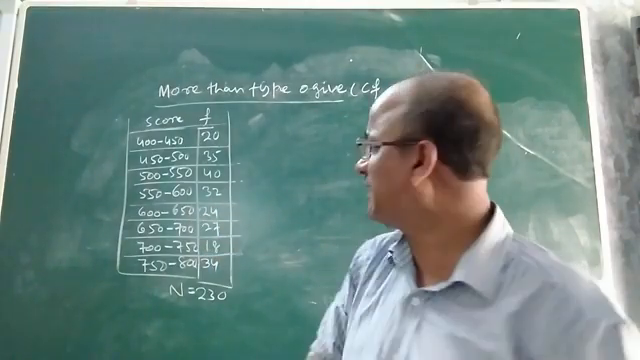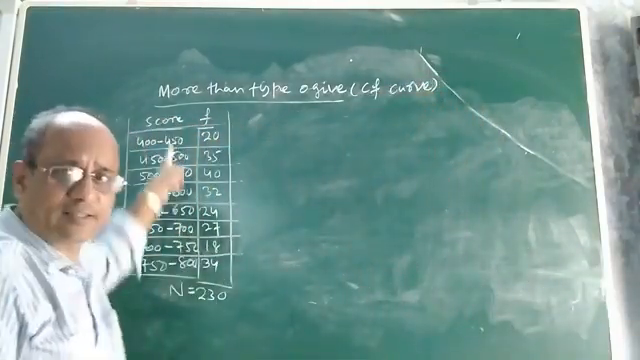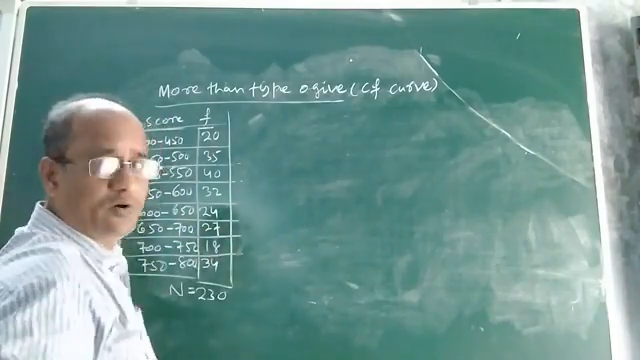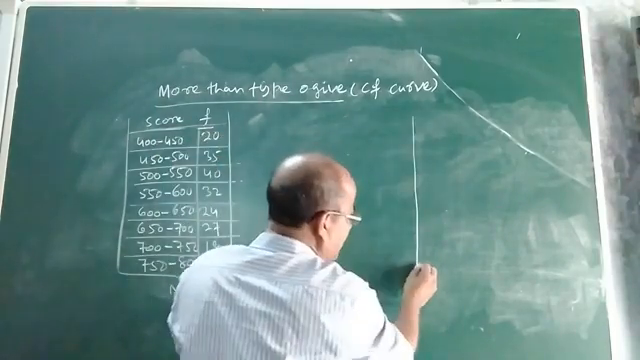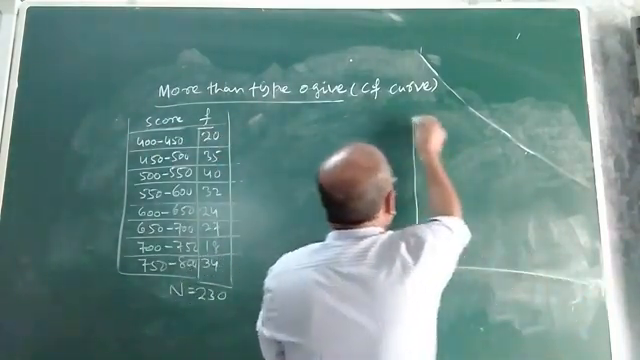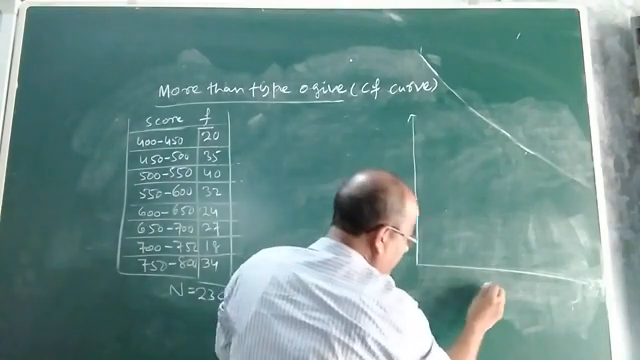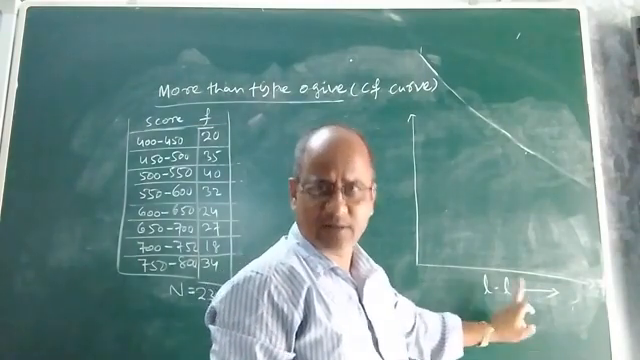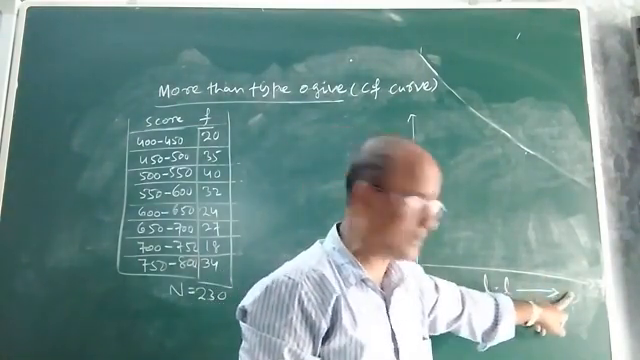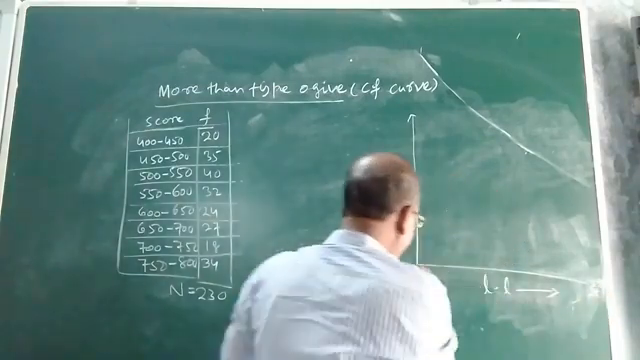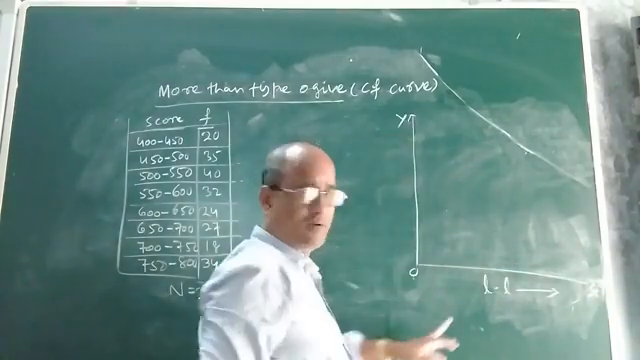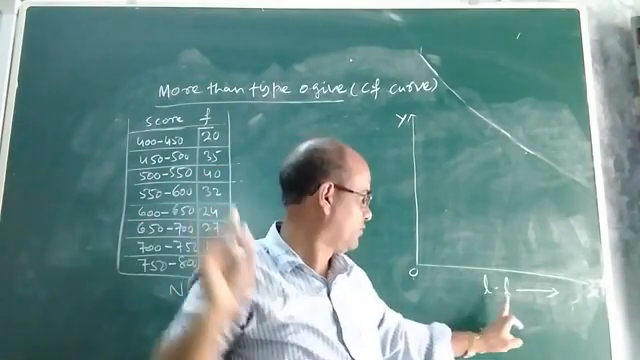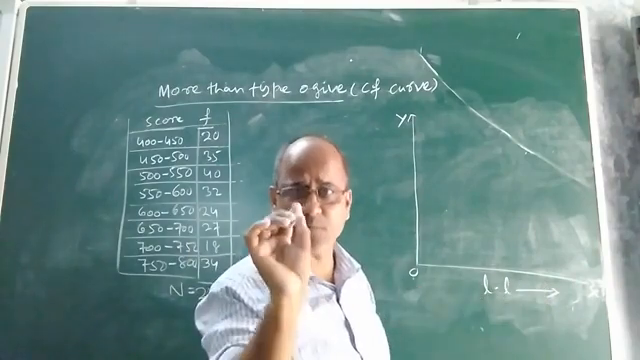Let us see. In the more than type, we will not take the upper limits of the classes, we have to take the lower limits. I am just showing it here. This is your more than type. Take the lower limits of all the classes along the x-axis. This is your x-axis, this is the origin, this is the y-axis. Take the lower limits of all the classes along the x-axis by choosing an appropriate scale.